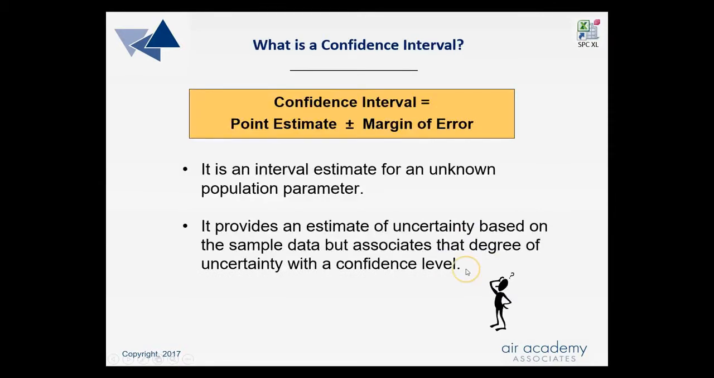So what is exactly a confidence interval? A confidence interval is a point estimate that we get from the sample, that's the sample average, plus or minus some margin of error. So a confidence interval is an interval estimate as opposed to a point estimate, and it's for estimating some unknown population parameter. In the case of this video clip, it's the population mean. It provides an estimate of uncertainty based on the sample data, but associates that degree of uncertainty with a confidence level that can be specified by the user or the practitioner.